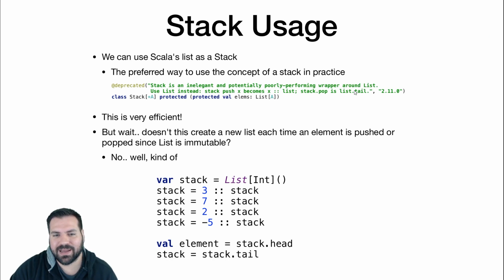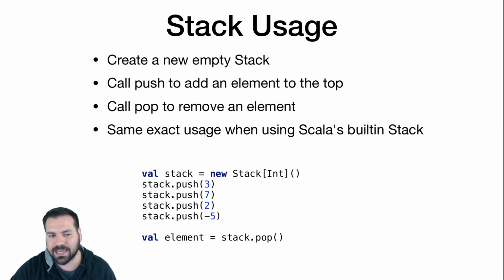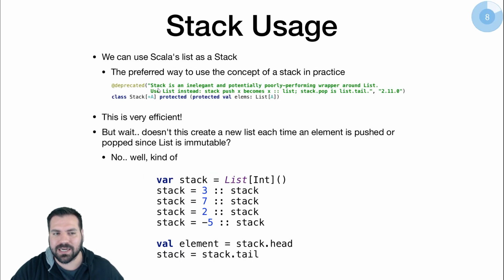Here's my favorite annotation, my favorite deprecation warning. Why are you using this? This is silly to even use this. But Scala does have a built-in stack. You can use it. It would be the same code here. If this was importing Scala's stack instead of my stack, it's the same thing. Push and pop are behaving the same way. But there's this annotation: Stack is an inelegant and potentially poorly performing wrapper around a list. Use list instead. Like, what the hell are you doing? Why are you even using this stack class?